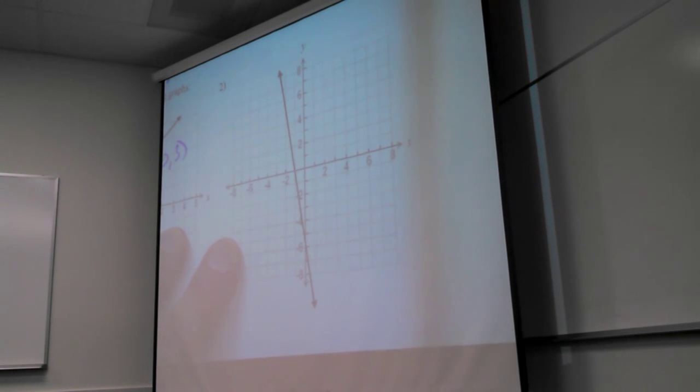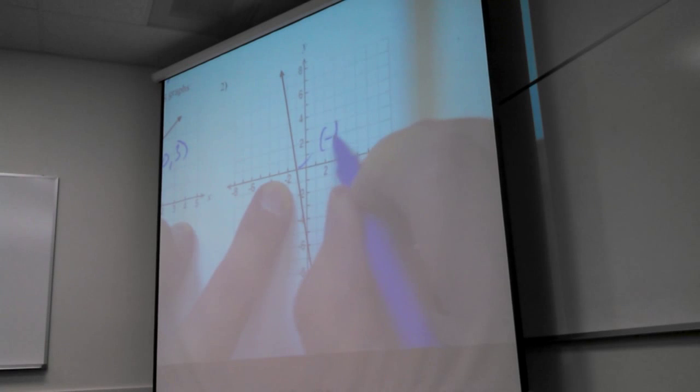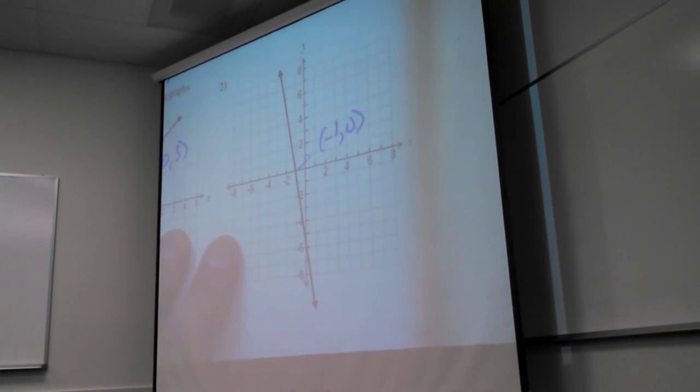What do you guys got? What's the x-intercept? -1? 0. 0. Kick ass. And the y-intercept? Kick ass. 0, -6. I love it.